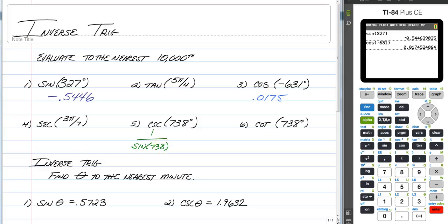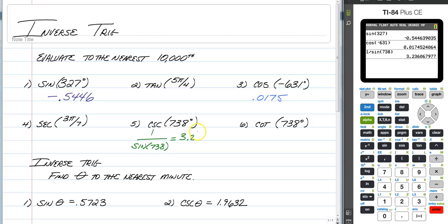So since there's no cosecant button and all we have are sine, cosine, and tangent, when you're doing a reciprocal trig function, all you have to do is 1 divided by, and just type the sine of 738. Close your parentheses, click enter, and we're going to get 3.2361. Now that should make sense in the fact that it's over 1 because it's a reciprocal.